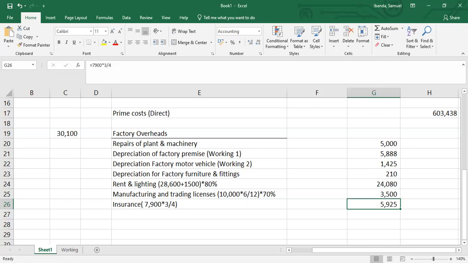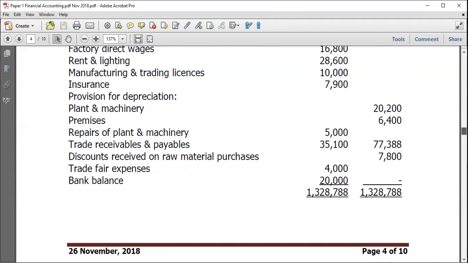So at the end of the day, we actually get 5,925. That is what we have for insurance. Okay, I hope that is okay, and that should be okay, I believe. So we are done with insurance.